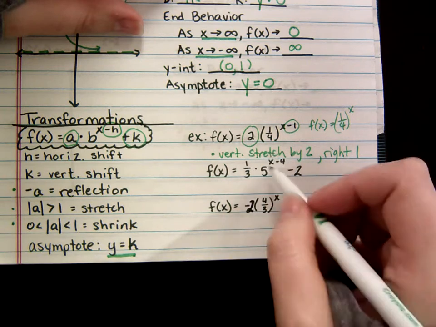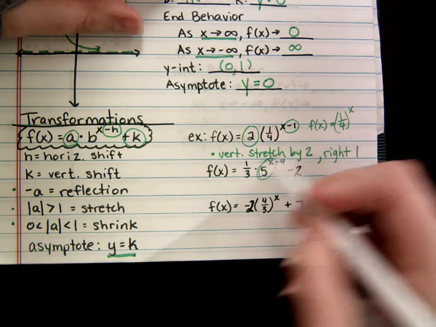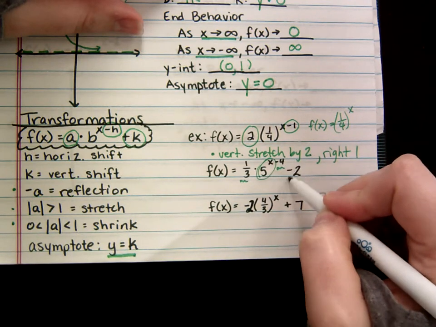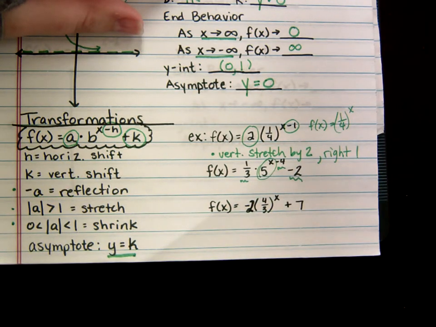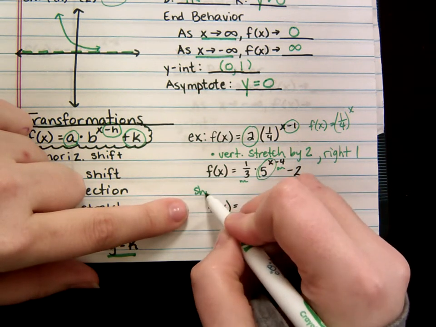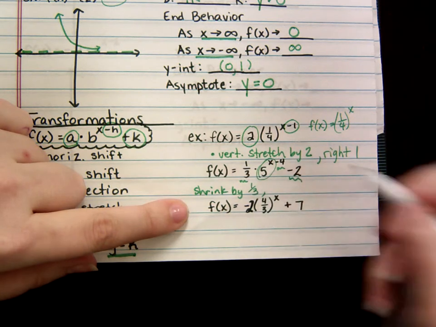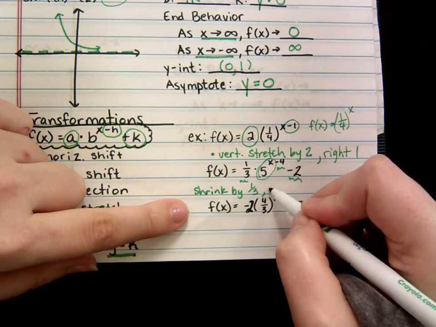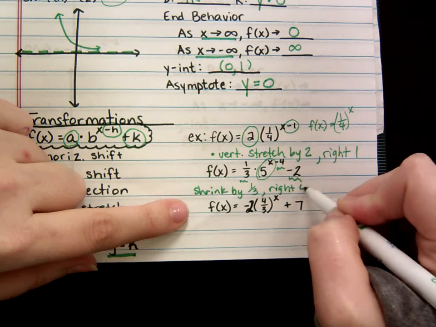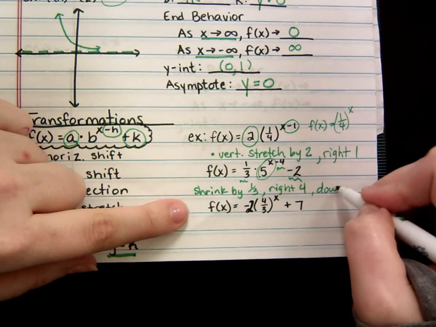For this one, the parent function was f of x equals 5 to the x power. So anything outside of that is your transformation. So we have a vertical shrink by a factor of 1/3. The minus 4 here tells me it's moving right 4. And minus 2 here moves it down 2.